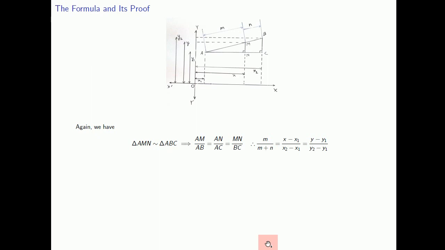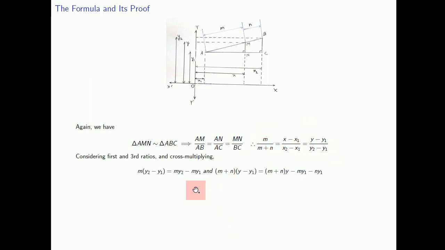Now to get the y coordinate, we'll again use the similarity of triangles, but in this case we will consider the first ratio and the third ratio. Now by cross multiplying, again we'll get m into y2 minus y1 as the LHS, which will be my2 minus my1, and the RHS will be m plus n into y minus y1. So it will be m plus n into y minus my1 minus ny1.